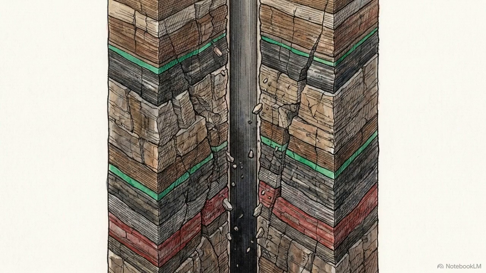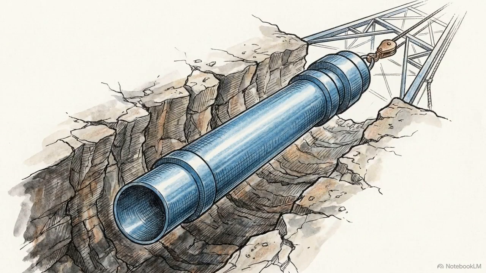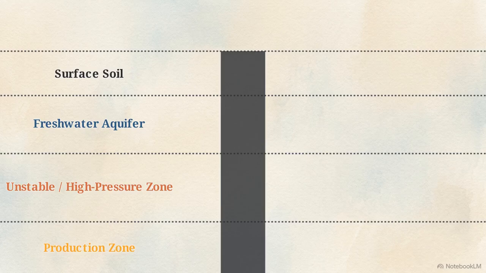Once a section of hole is drilled, it cannot remain open rock. It must be lined with steel casing to prevent the walls from collapsing and to physically isolate freshwater aquifers from high-pressure oil and gas zones. This diagram maps the telescopic casing program.